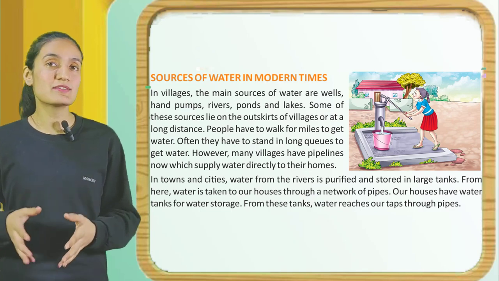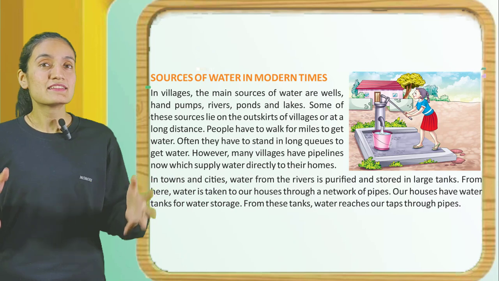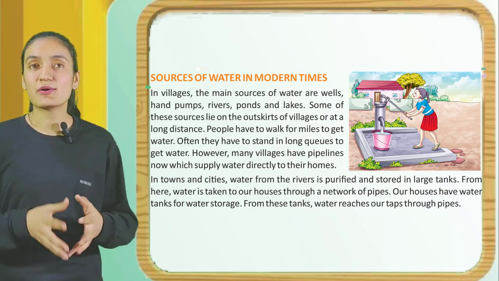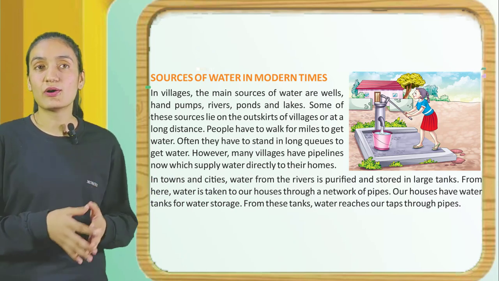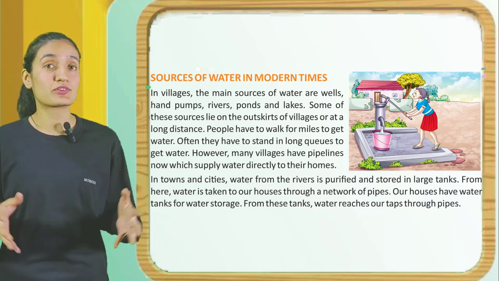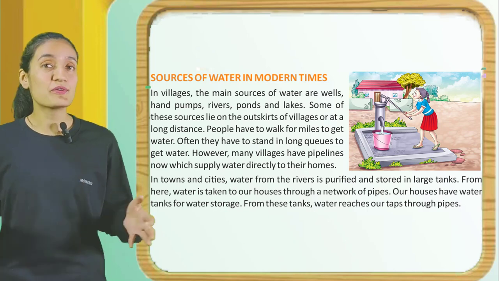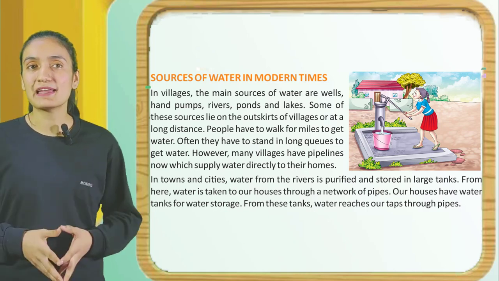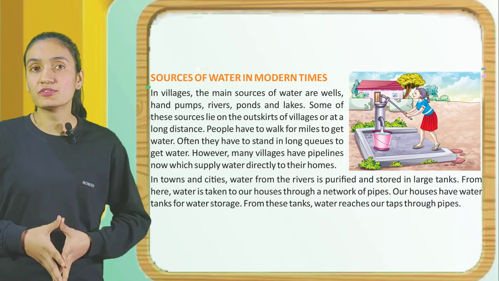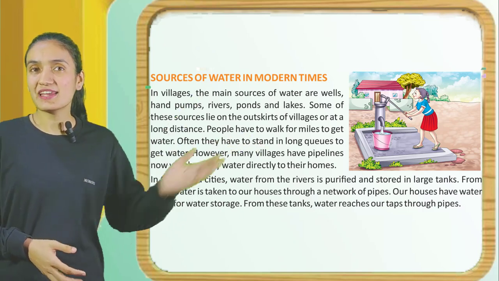In villages, the main sources of water are wells, hand pumps, rivers, ponds and lakes. Some of these structures lie on the outskirts of villages or at a long distance. People have to walk for miles to get water. Often they have to stand in long queues to get water. However, many villages have pipelines now which supply water directly to their homes. You can see a girl using a hand pump in this picture.